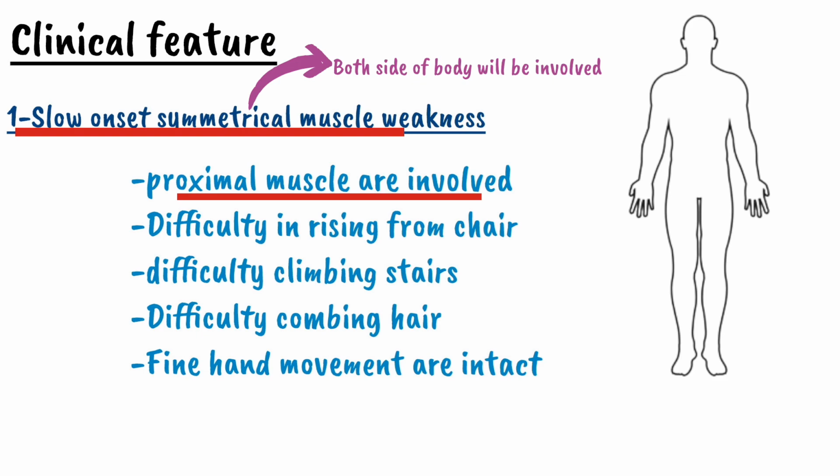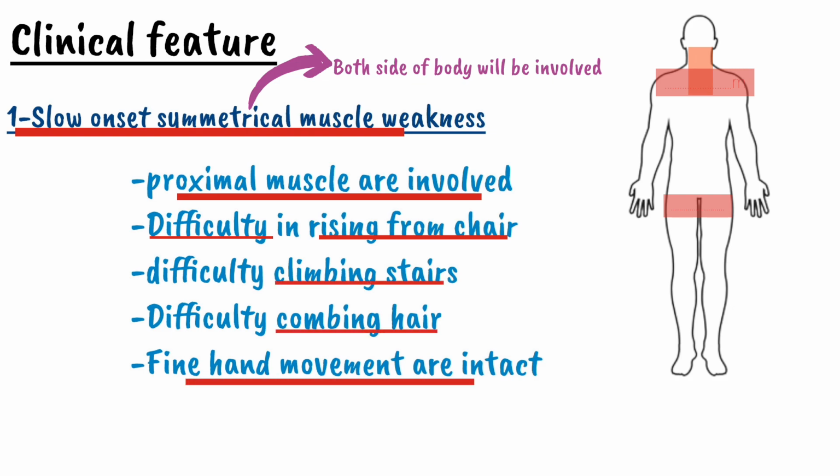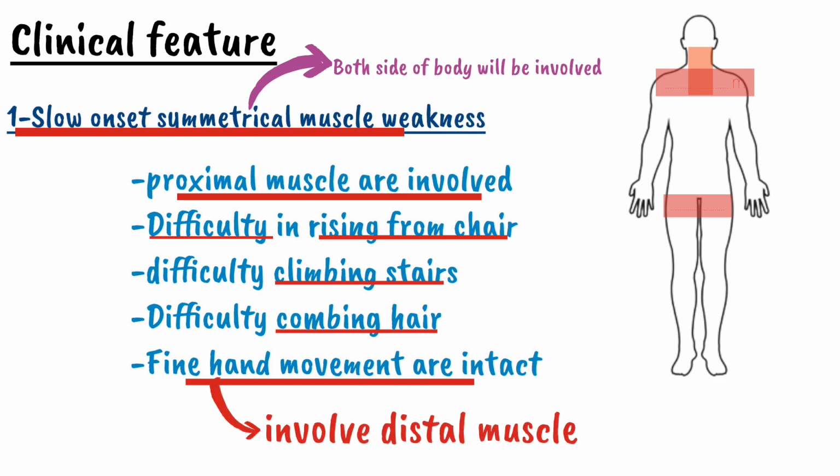What are the proximal muscles? Proximal muscles mean those muscles which are closer to the midline, such as neck flexors, shoulder and pelvic girdle muscles. Due to weakness of these muscles, the patient will have difficulty in rising from a chair, climbing stairs and combing hair. But remember that fine hand movement will be intact because fine hand movement involves distal muscles, which are not involved in dermatomyositis or polymyositis. But later on in very severe disease, it can involve distal muscles, but it is usually not involved.